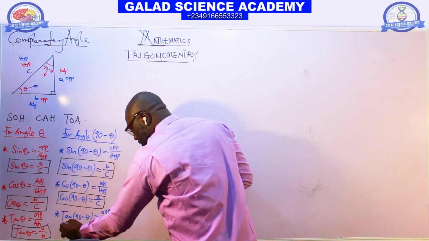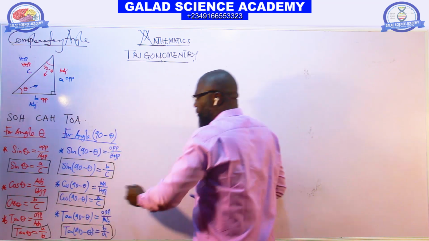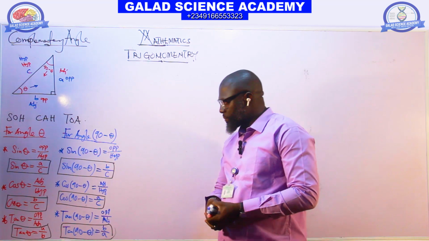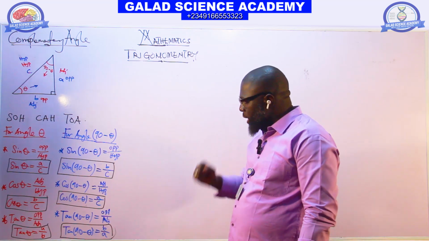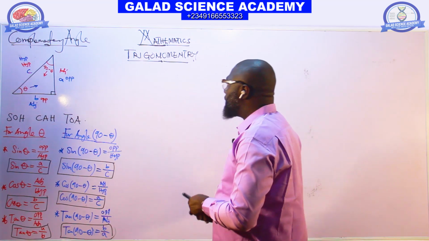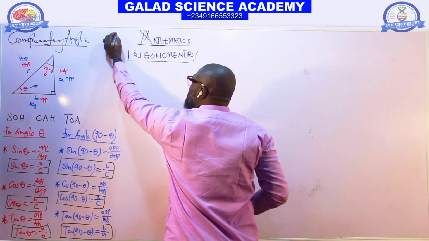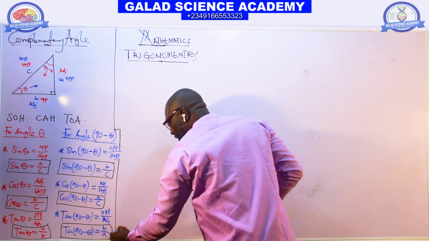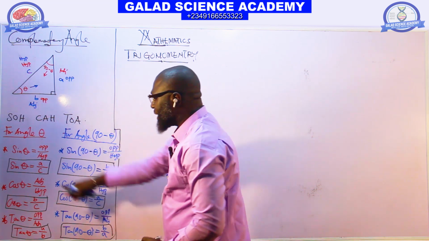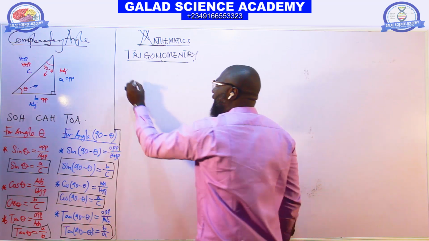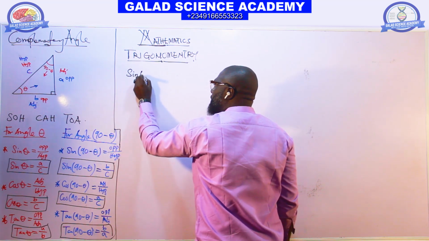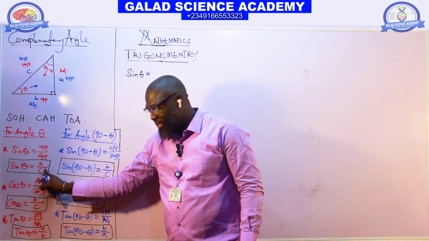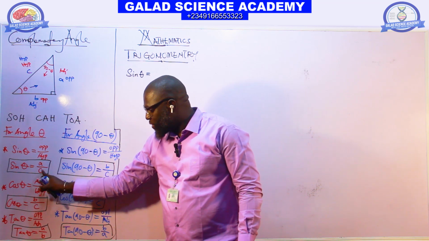This is cos, this is tan. Yes. Let me now try to perform one little experiment here. My sin theta, the sine of angle theta, is equal to A over C, right? A over C.